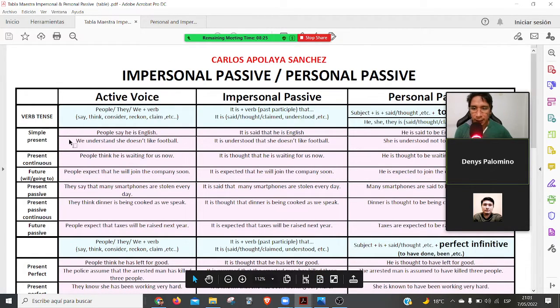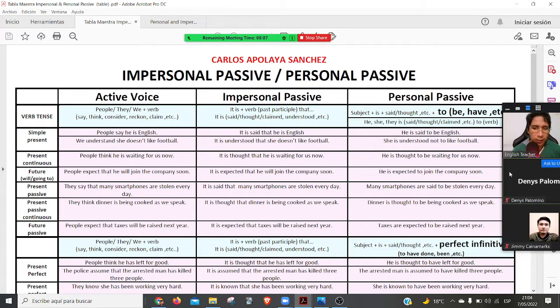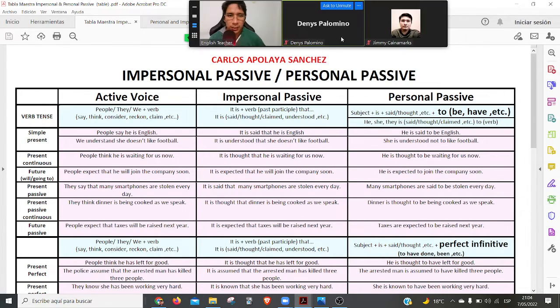Ok, let's analyze. For example, people say he is English. It is said that he is English. He is said to be English. We understand she doesn't like football. It is understood she doesn't like football. People think he's waiting. He is thought to be waiting. Do you remember this part? ¿Se acuerdan que lo vimos la clase anterior?